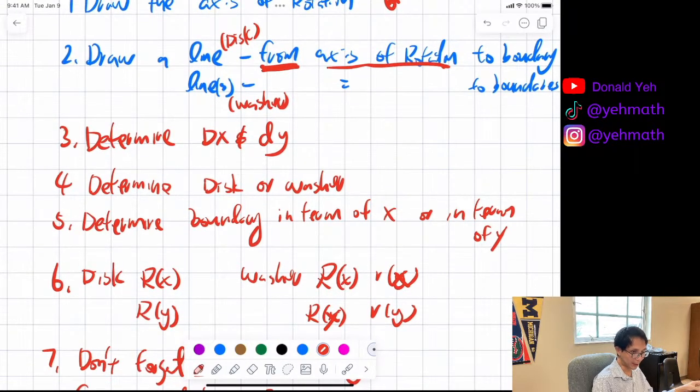Now again, if you have disk, then you figure out what's a big R of x, a big R of y. And if it's a washer, then you're gonna figure out what's a big R of x and small r of x, and big R of y and small r of y.